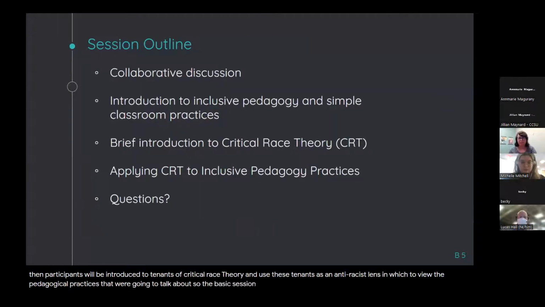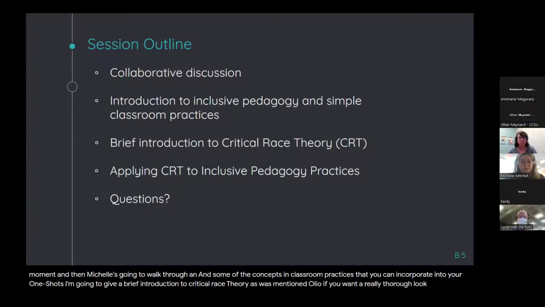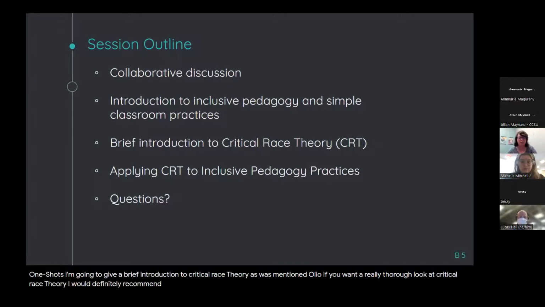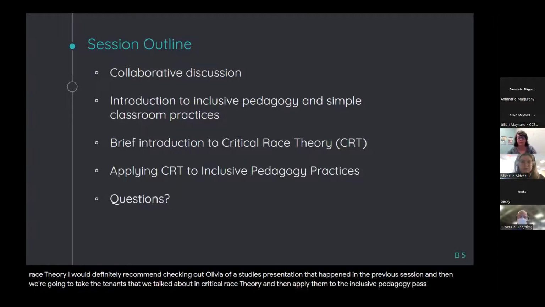So the basic session outline: we're going to do a little collaborative discussion here in a moment, and then Michelle's going to walk through an introduction to inclusive pedagogy and some of the concepts and classroom practices that you can incorporate into your one-shots. I'm going to give a brief introduction to critical race theory. As was mentioned earlier, if you want a really thorough look at critical race theory, I would definitely recommend checking out Olivia Rossetti's presentation that happened in the previous session. And then we're going to take the tenets that we talk about in critical race theory and apply them to the inclusive pedagogy practices.